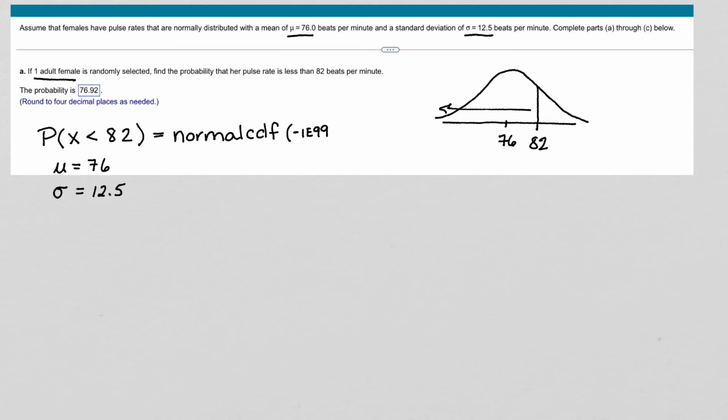I'm just going to take this out to make space. My upper boundary is the 82. The mean is 76, and the standard deviation is 12.5. So when I press enter, I get 0.6844, and that's rounded to 4 decimal places. So that's how I do that problem.